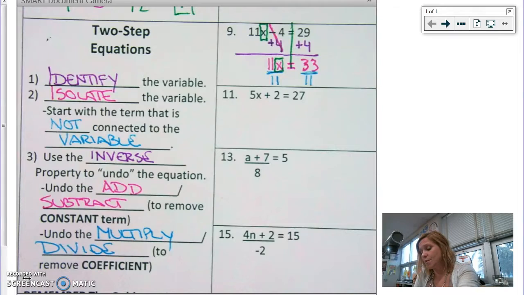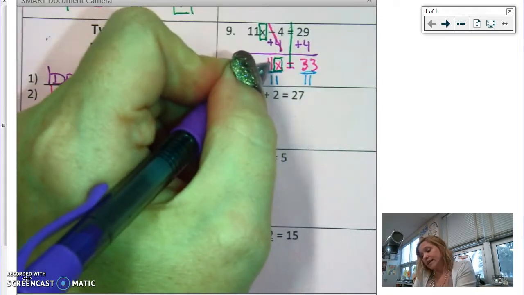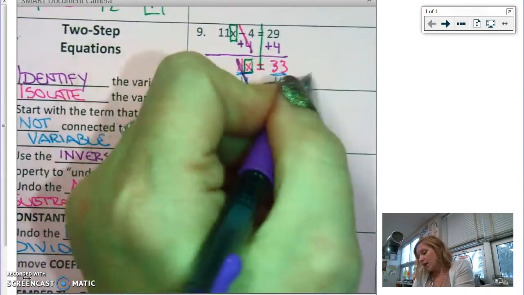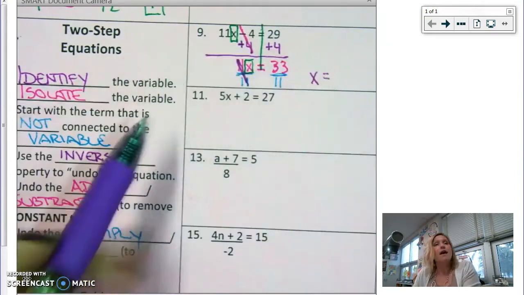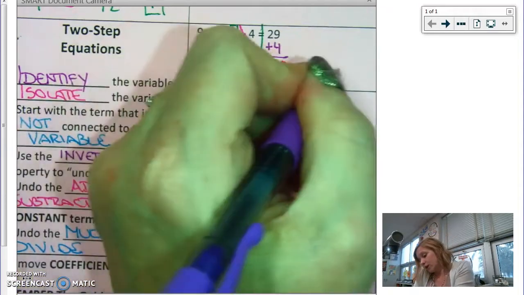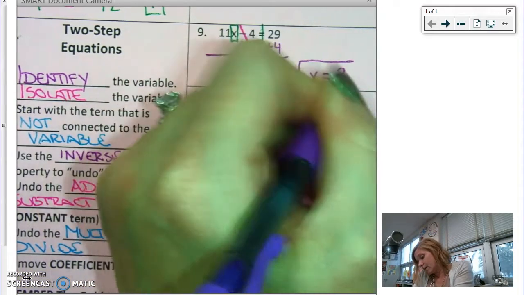All right, so the last step is, let's see, the 11s cancel out. 11 divided by 11 equals 1. So I'm left with x on this side. And then my last division problem, 33 divided by 11 is 3. So my answer is 3.